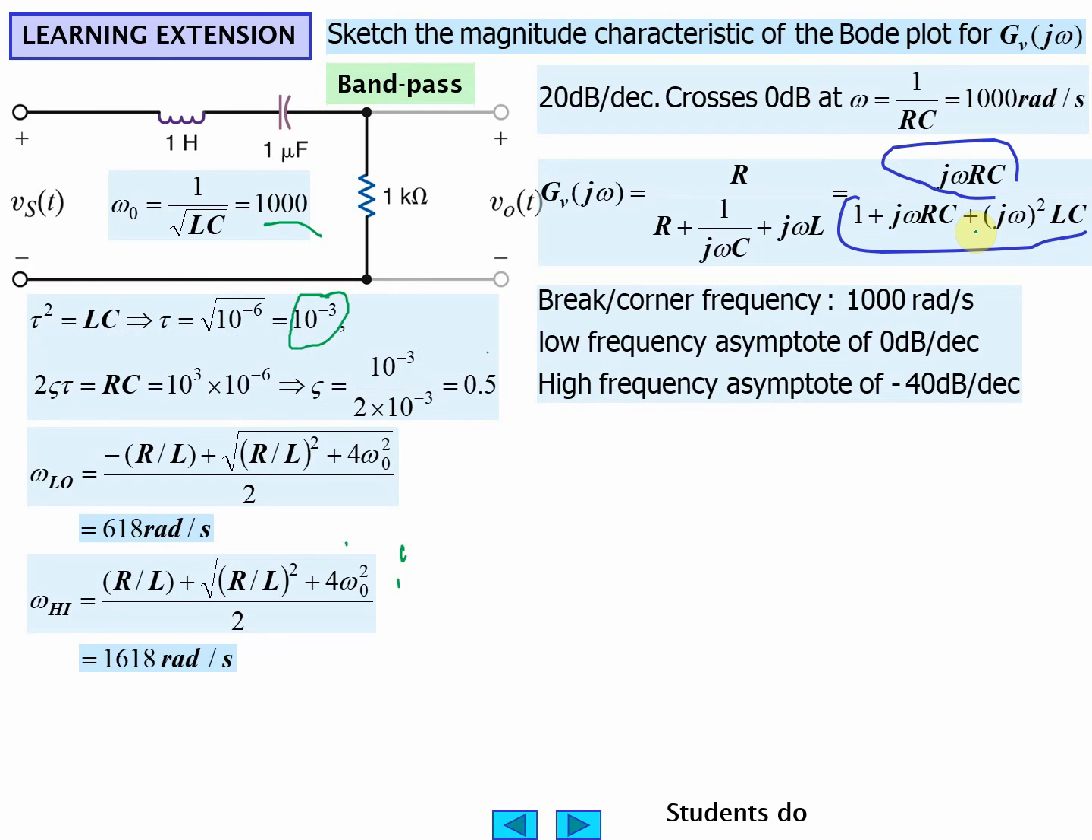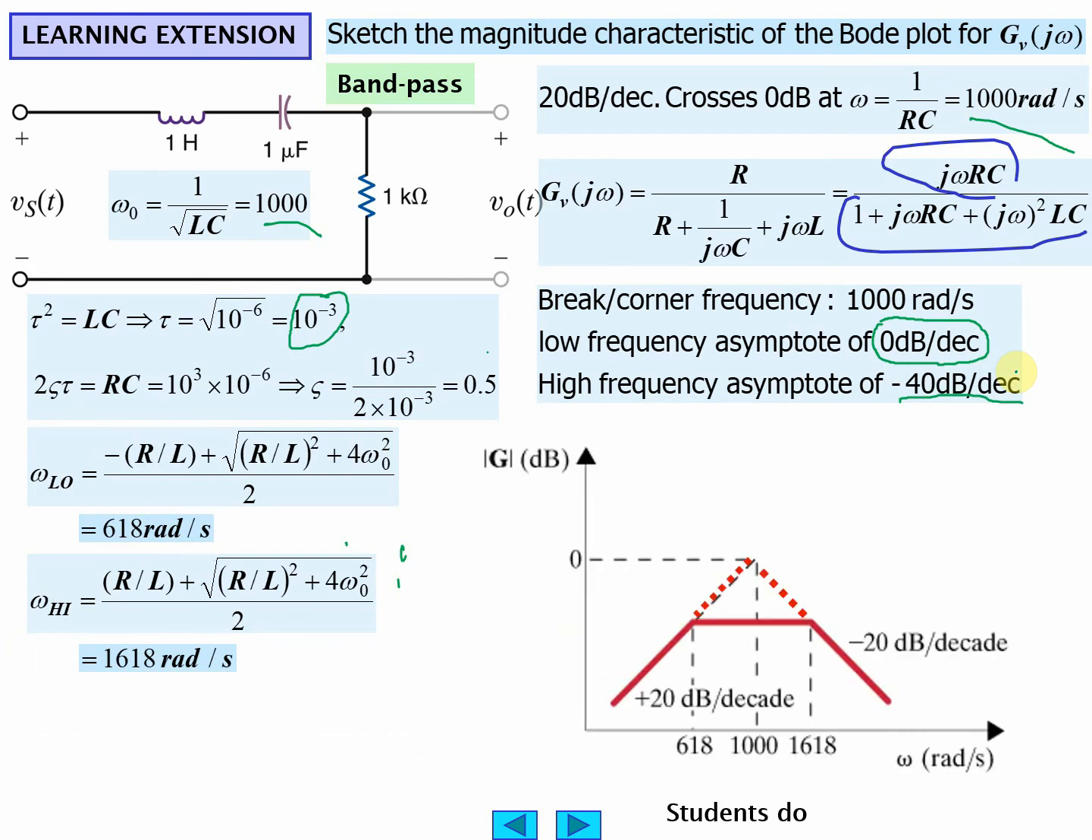So the break frequency is at the 1000, there it is, 1000 radians per second. Low frequency asymptote, this is the flat line. This is a band pass. At low frequencies it's nothing, and at high frequencies it drops. And here we're going to have the drop off, 40 dBs per decade.